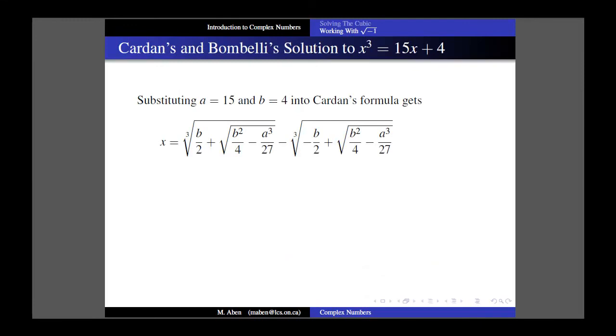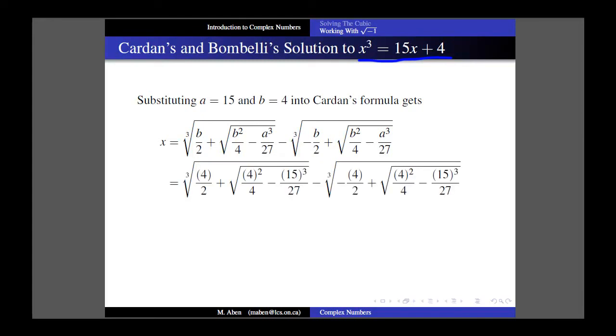Anyways, let's use Cardan's formula to solve this particular equation. So this one here, x cubed is equal to 15x plus 4. Seems simple enough. So the a would be 15, the b would be 4. Here's Cardan's formula. We substitute in. We do a little bit of simplifying. We get down to this.